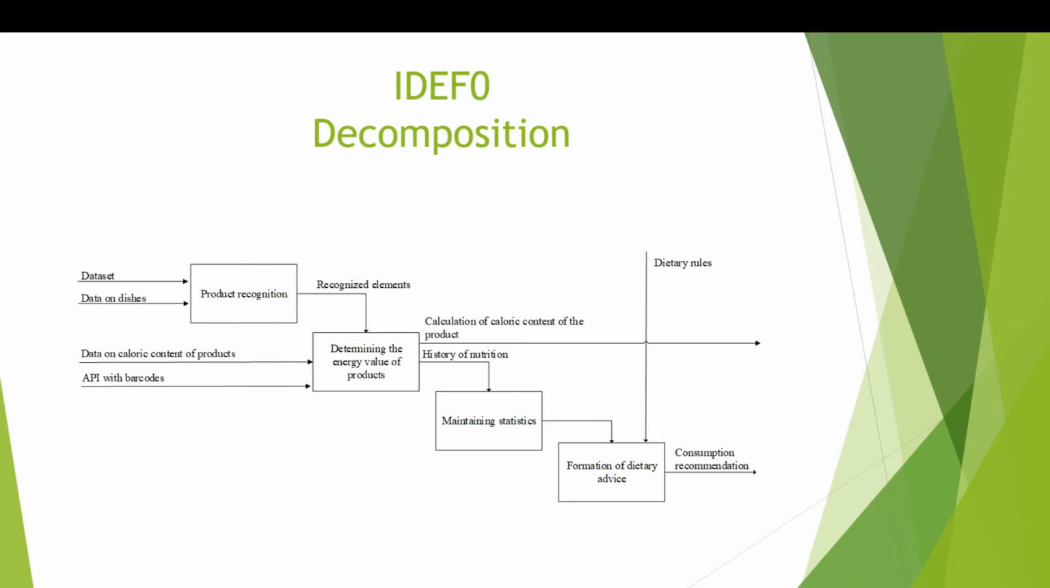On the next slide we can see decomposition. So here we provide four general processes such as product recognition, determining the energy value of product, maintaining statistics, and formation of dietary advice. If you want to look at further decomposition levels, you can also find them in our article.